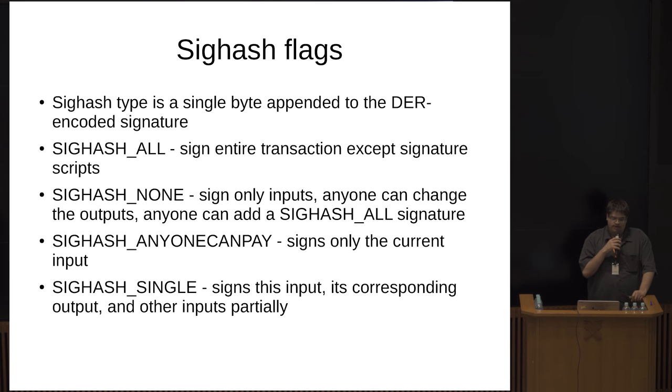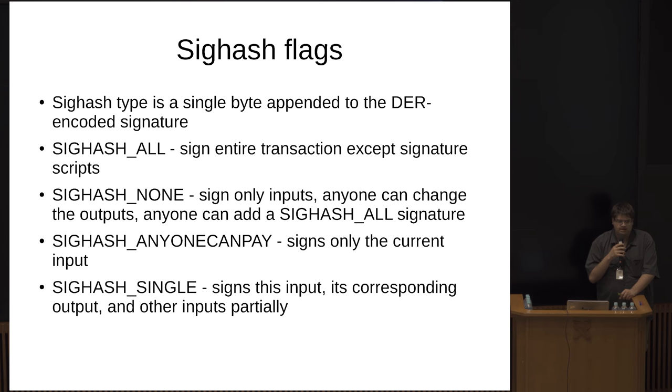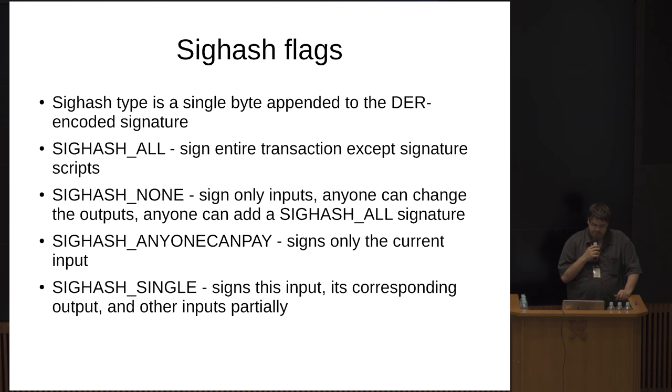So there's a few different SIGHASH flags that are implemented and have been deployed since the beginning. The most common one that I use is SIGHASH all. That means sign everything except for the scripts. There are some others as well. SIGHASH anyone can pay is another example where you only sign the current input and then everything else in the transaction is not considered part of the signature. It's not covered under the commitment.